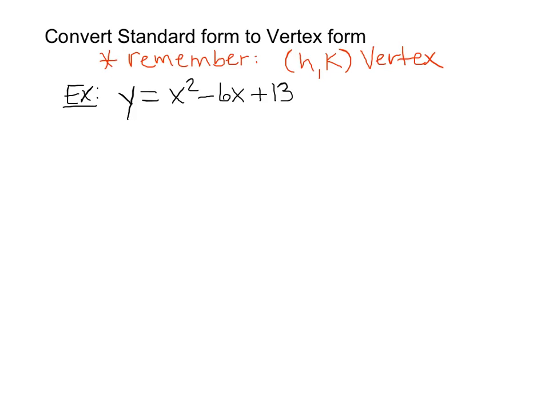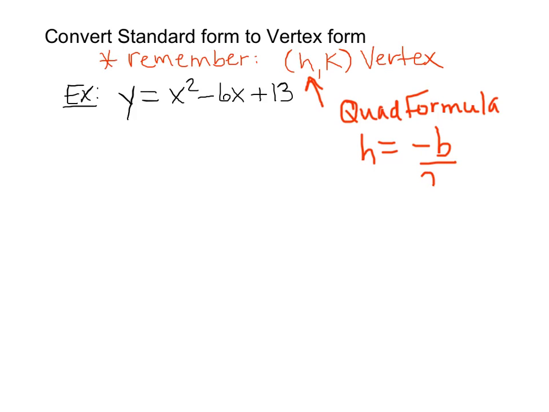We have a formula that we can use to find the h coordinate of the vertex right here. This comes from our quadratic formula. If you remember, we talked about the quadratic formula a few days ago. The part that we can use to find what h is: h equals the opposite of b over 2a. Notice that I'm saying the opposite of b. If b is negative, then it's going to go in as a positive right here.